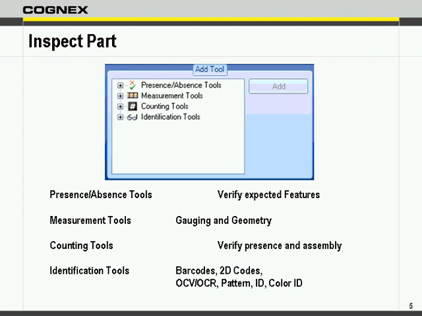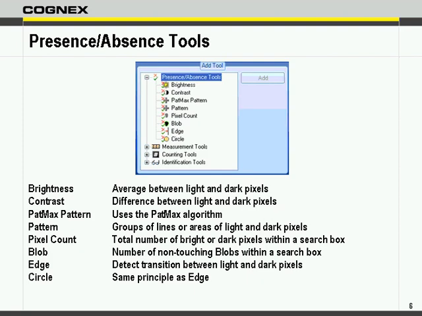Some of the tools that we have to offer here, under our inspect part, are presence-absence, measurement tools, counting tools, and identification tools. Our presence-absence tools are merely there to verify an expected feature, generally as a rule. Of course, our measurement tools are used for gauging and geometry. Within our presence-absence tool, when you expand that tool, we'll have several groups of tools. One's called brightness, contrast, PatMax, a pattern tool, pixel count, blob, edge, and circle.